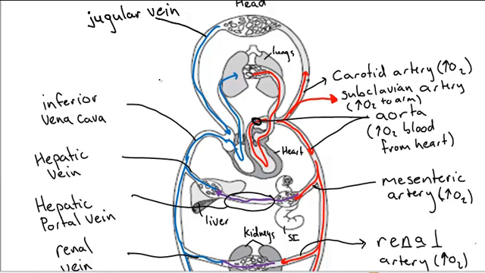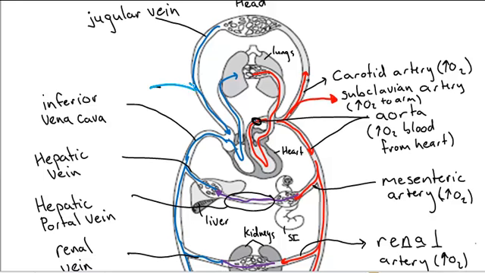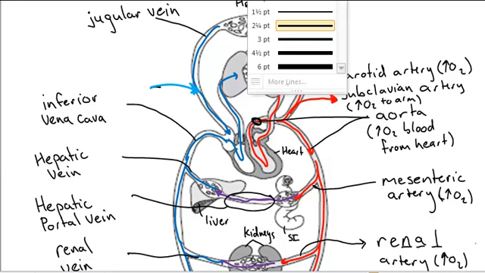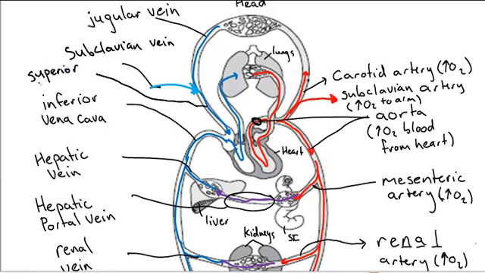And coming back from the arm, this one keeps its name. It's again the subclavian vein. And then where they all pull together, bringing back all the blood from the upper body to the heart. It's coming from above, it thinks it's better. It's called the superior vena cava.